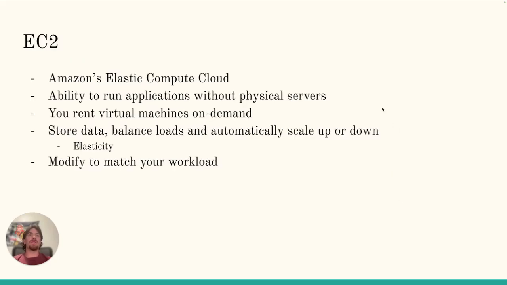So now we're going to move on to EC2, Amazon's Elastic Compute Cloud. At its heart, EC2 provides the ability to run applications without the requirement for your own physical servers. Rather than purchasing hardware, you're just going to rent virtual machines on demand. EC2 is more than just a platform for computing power. You can also use it to store data, balance loads across several machines, and automatically scale up or down based on your traffic. That's where the word elastic comes in. So you're not limited to a single size or configuration. You may modify it to match your workload.